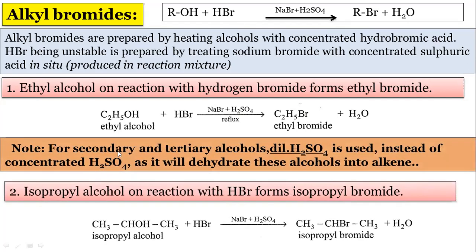Remember, this note is very important because a 1 mark question can be asked on it. In case of preparation of alkyl bromides, dilute H2SO4 is used for the secondary and tertiary alcohols. Why is dilute H2SO4 used for this preparation of alkyl bromides by using alcohols?